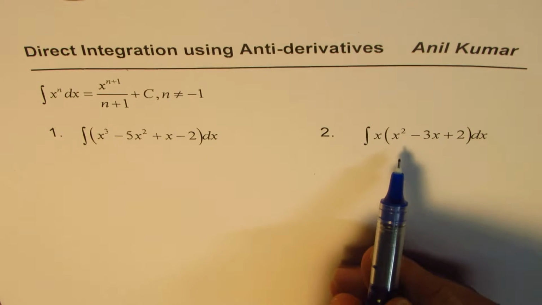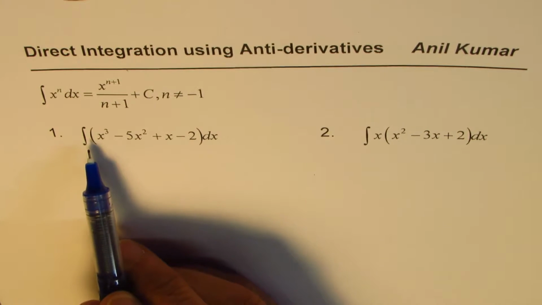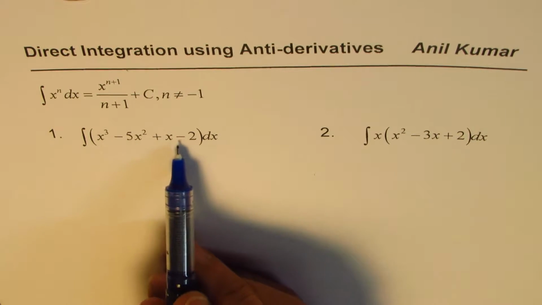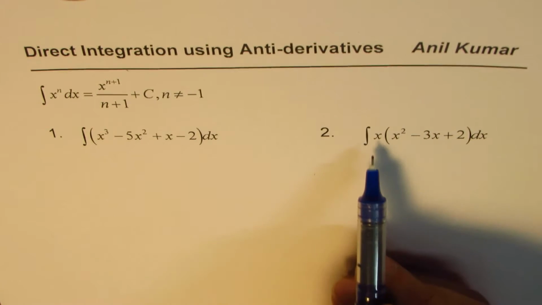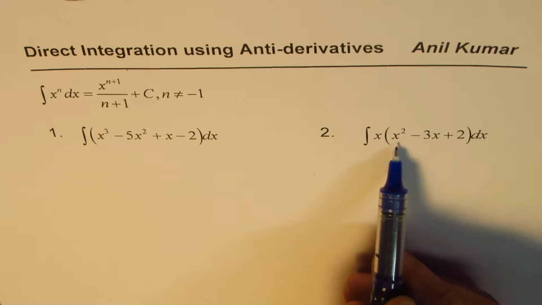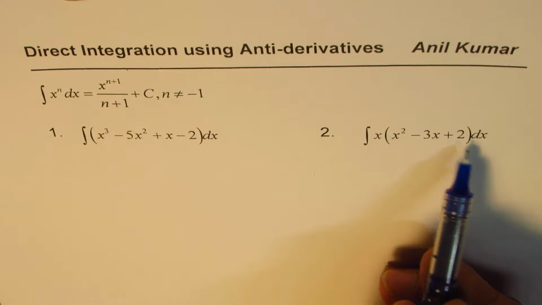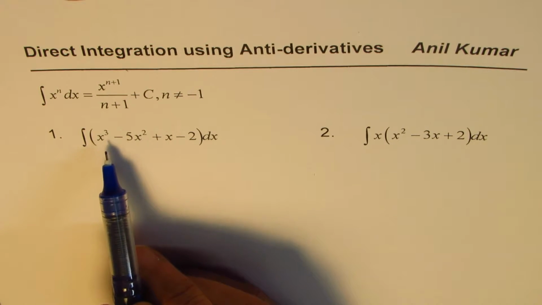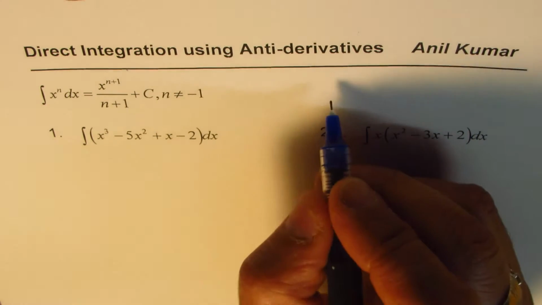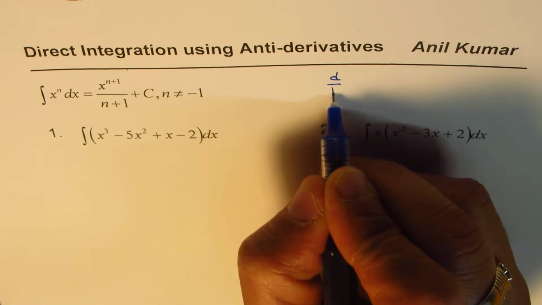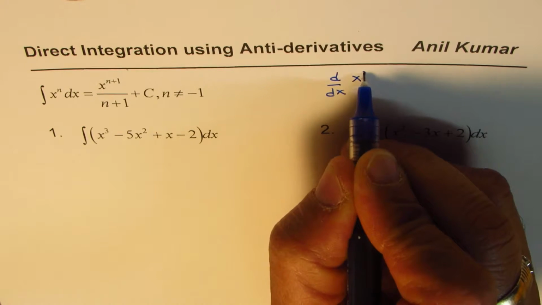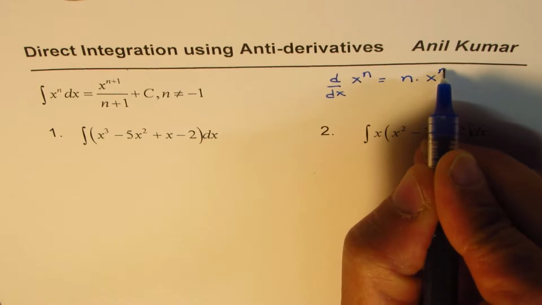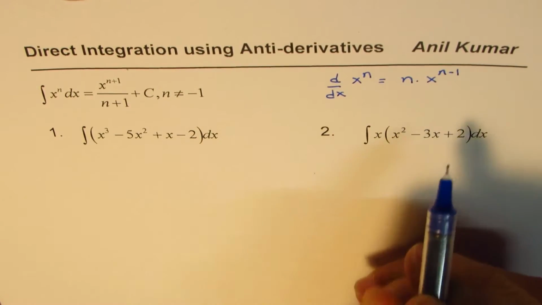So the two questions here are, you need to integrate x cubed minus 5x squared plus x minus 2 dx, and the other one is x times x squared minus 3x plus 2 dx. Now this will remind you of the power rule. When we did differentiation, d dx of x to the power of n was n times x to the power of n minus 1, correct?